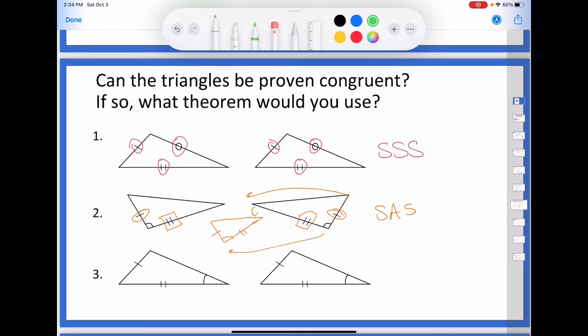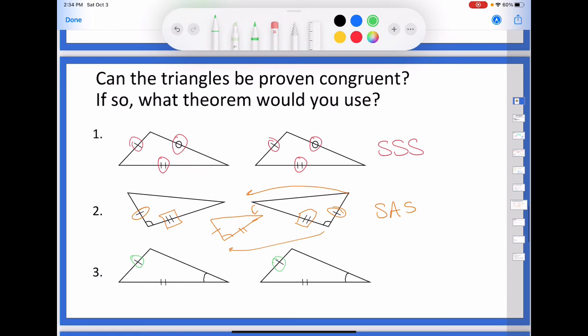Okay, now on the bottom one, let's see. I have this pair of congruent sides, I have this pair of congruent sides, and I have an angle. Side, angle, side. Ooh, not this time, because it's not the included angle, right? It has to be the angle in between the two pairs of congruent sides for it to be side, angle, side. So we would say that this cannot be proven.